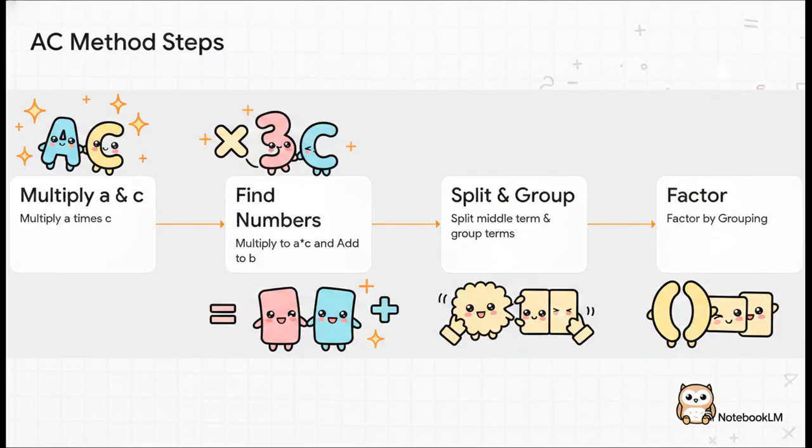But what happens when that a term is greater than 1? Well, that's when we rely on the AC method. Instead of just looking at the last number, you start by multiplying the first and last numbers together. You find two numbers that multiply to that brand new AC value and add to your middle b term. And here's the trick. Use those two numbers to split your middle term into two separate pieces. Suddenly, your three-term problem becomes a four-term problem, setting us up perfectly for factoring by grouping.